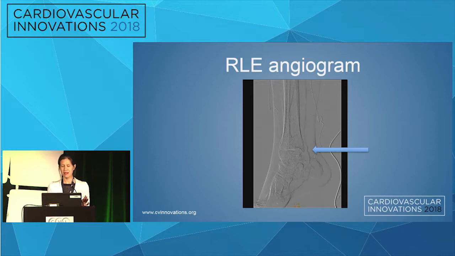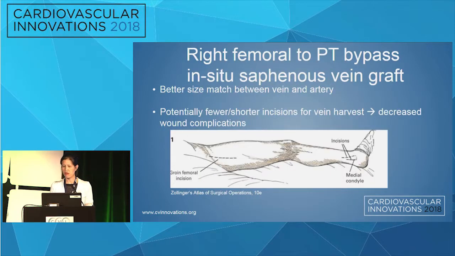We spent close to an hour talking to him about BEST-CLI, the pluses and minuses of the options, and he actually did not want to be in the trial. He wanted a bypass, which was interesting because most people, when they decline participation in BEST-CLI, want endovascular. But he wanted a bypass, so we recommended a fem to PT bypass with in situ saphenous vein graft. Our decision for this was for a couple of reasons.